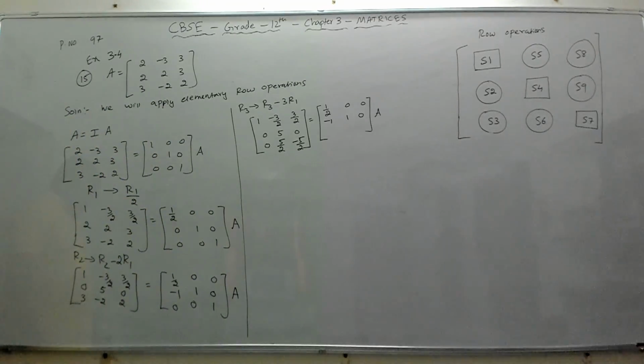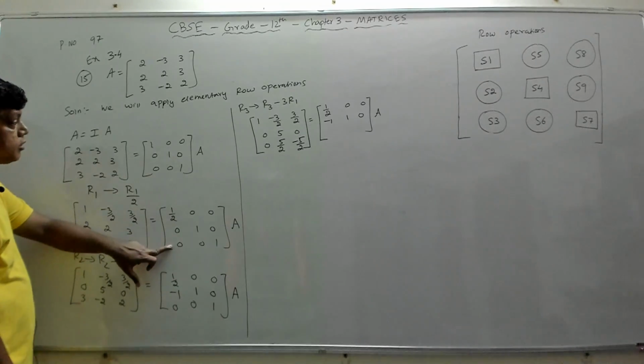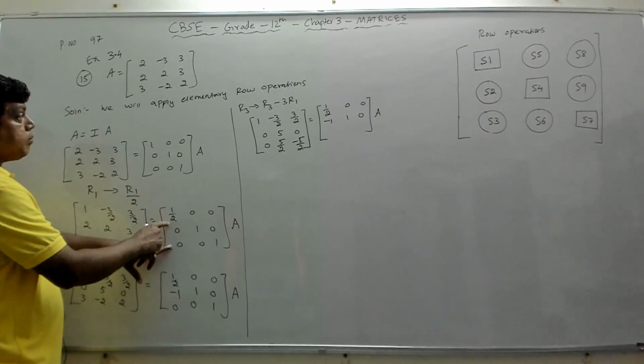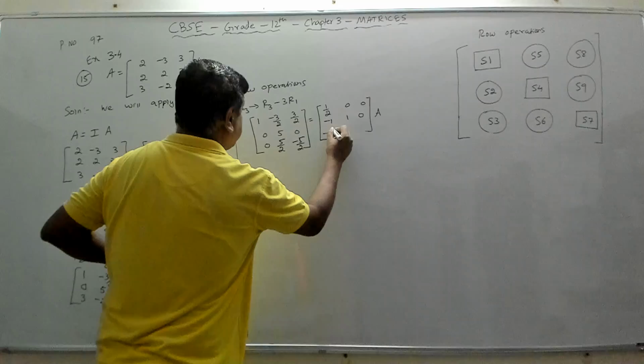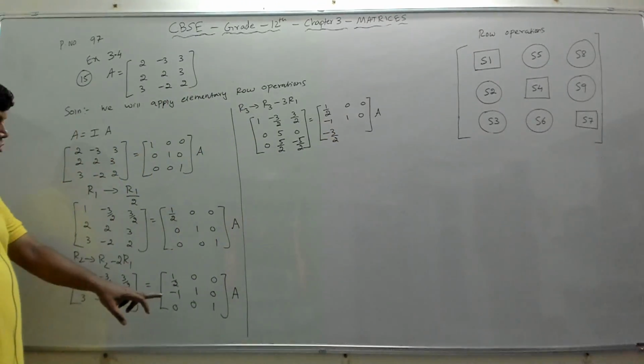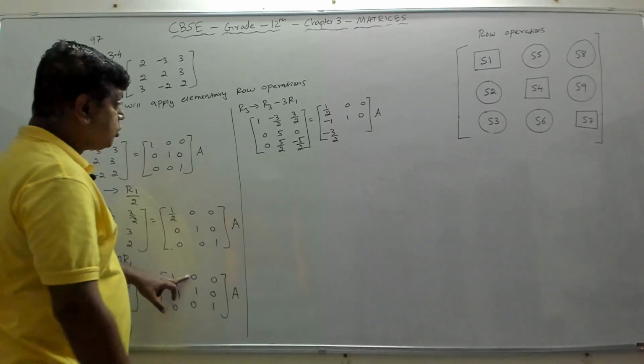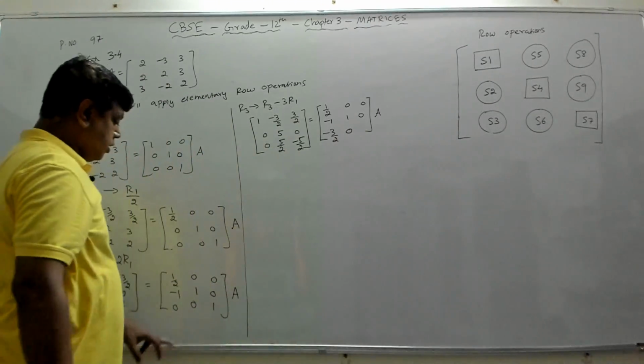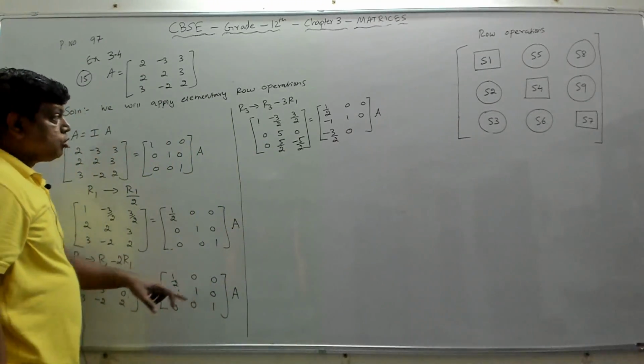The same operations if we apply here. So R3 is 0 minus 3 times 1 by 2, which is minus 3 by 2. Then 0 minus 3 times 0 is 0. Then 1 minus 3 times 0 is 1.